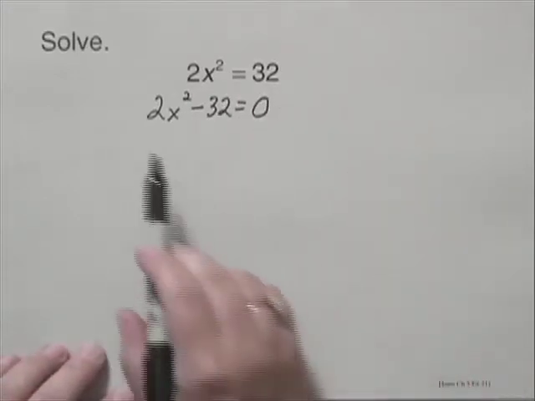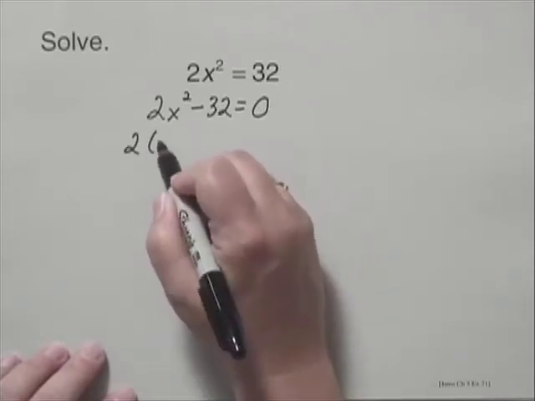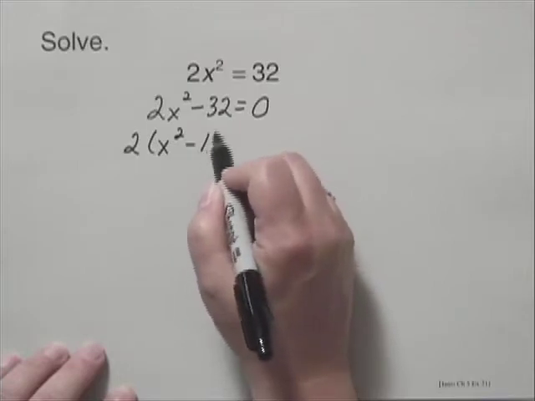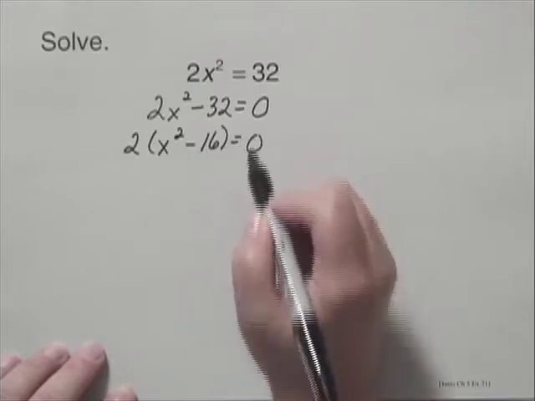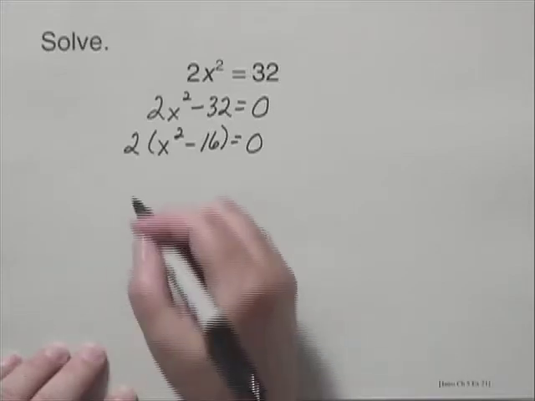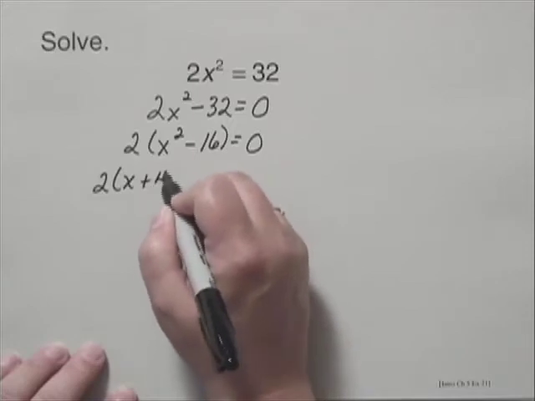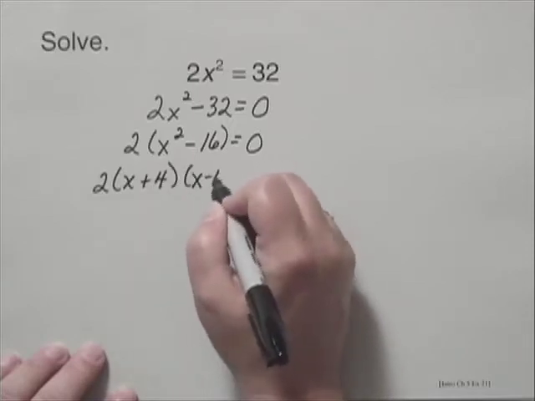Now we factor. First of all, there's a common factor. I factor out a 2. I have 2 times x squared minus 16 equals 0. And then I factor x squared minus 16. It's a difference of squares, so it factors as x plus 4 times x minus 4.